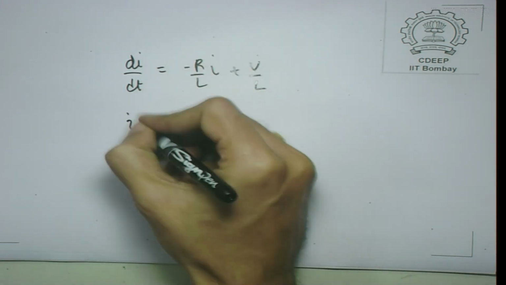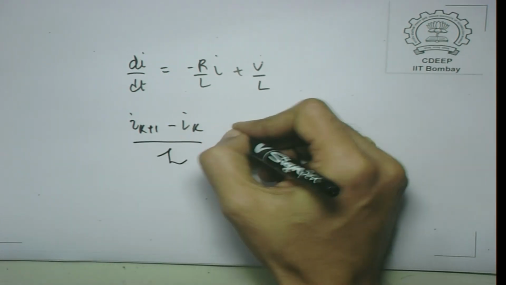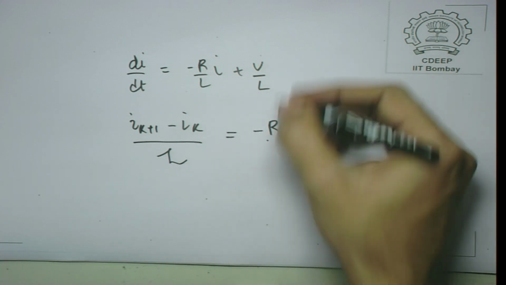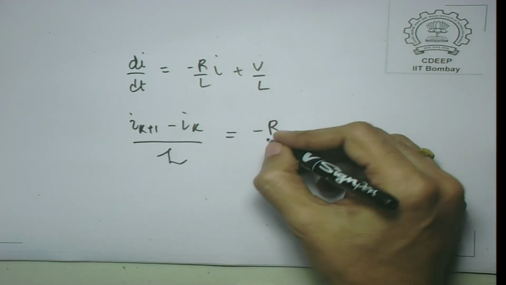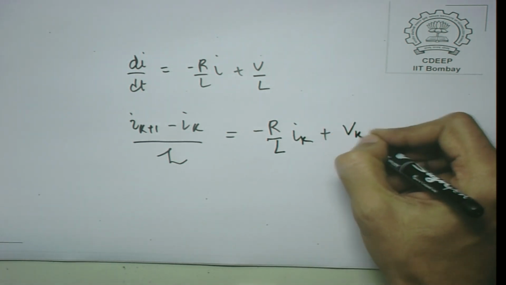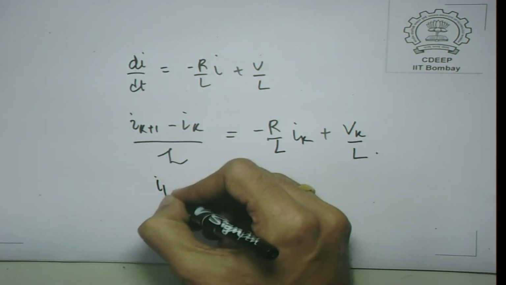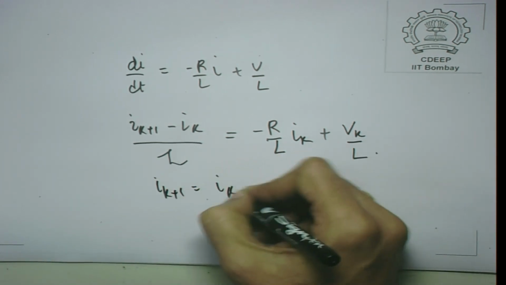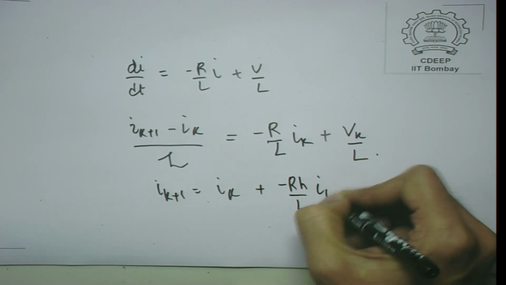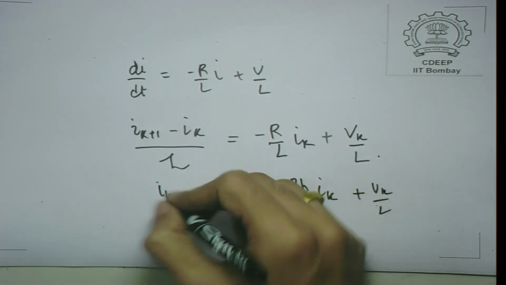So, this can be written as (I_{k+1} - I_k)/h equal to minus R I by L plus V by L, where f of x is this and u is V, which is a constant. I_k is essentially the function evaluated. This is a constant, so V_k is just a constant. So, we will get I_{k+1} equal to I_k plus minus R h by L times I_k plus V_k by L. So, if I know the value of I_k, I can get the value of I_{k+1}.